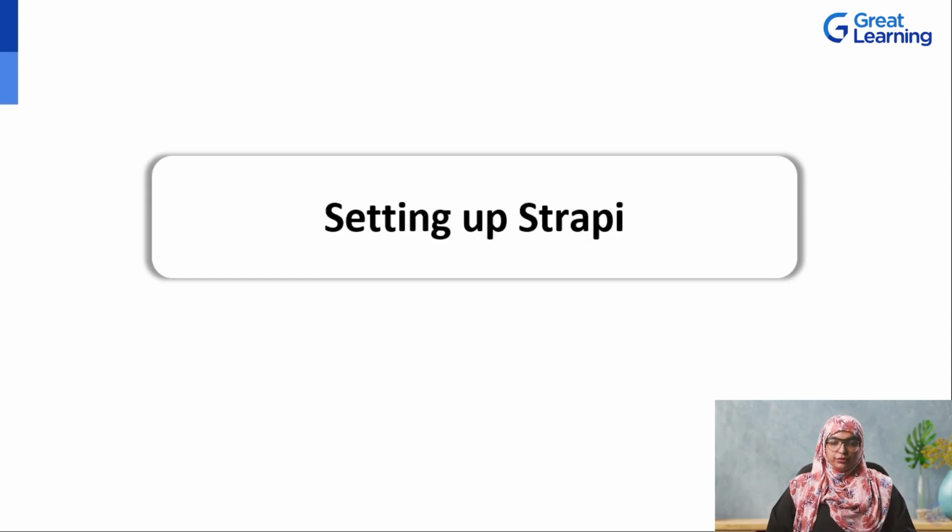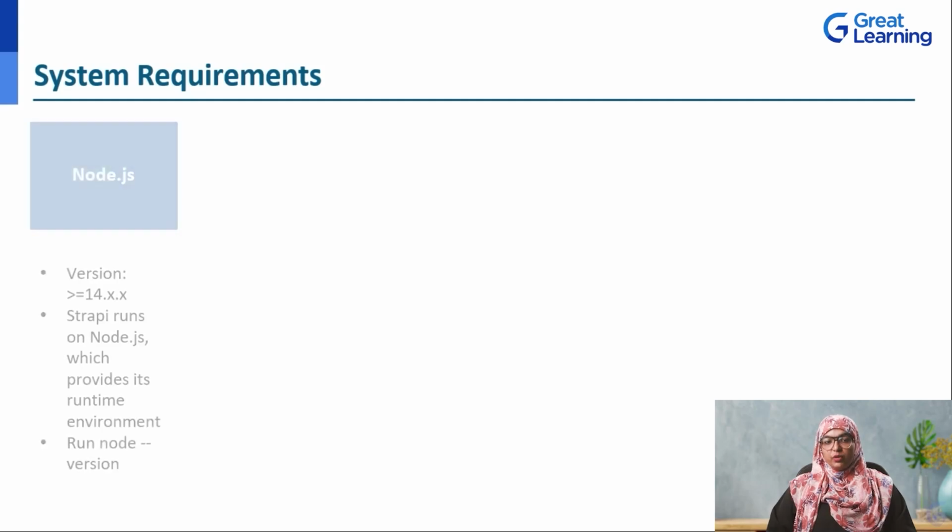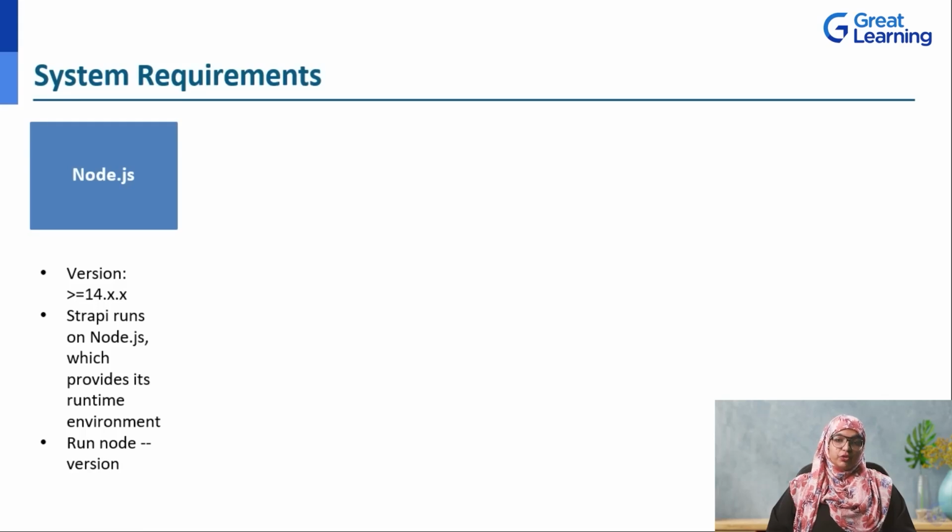Now, setting up Strapi. As we said, we're going through the setup of how Strapi needs to be set up. But before we look into the demo of how we set up Strapi, we will first see the system requirements. As we said, Strapi is built on the Node.js runtime environment, right? So the first thing you need on your system is Node.js, and the version required is greater than 14, version 14.xx. Strapi runs on Node.js, which provides its runtime environment.